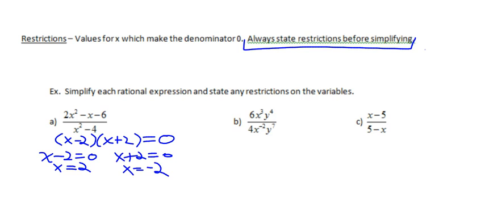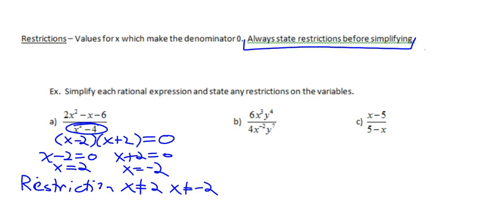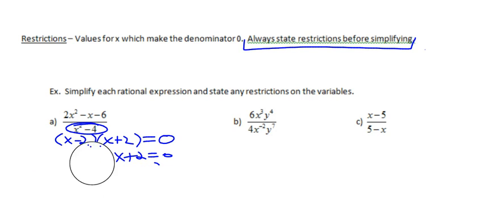Ladies and gentlemen, if x is either 2 or negative 2, wouldn't that make this denominator 0? That's no good, right? Because that becomes an undefined fraction. So what that means is my restrictions are x cannot equal 2 and x cannot equal negative 2. Okay? Now that I've found my restrictions, I'm going to try and simplify the fraction.